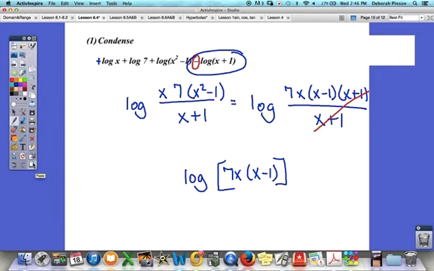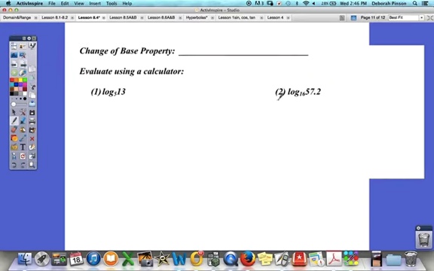All right, now we've talked about 3 out of our 4 rules. The last one, I'm going to tell you, you guys are going to love. All of you calculator addicts are going to say, I love this last rule because it's going to allow us to use our calculator more. So here you go. This is called the change of base property.